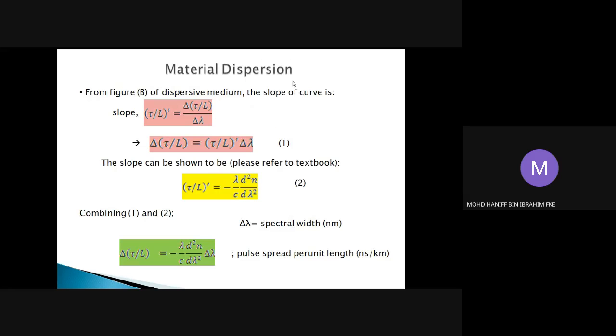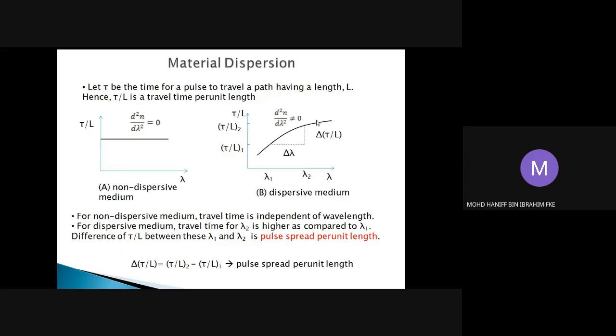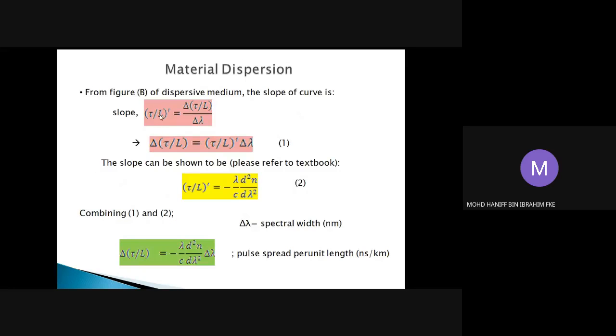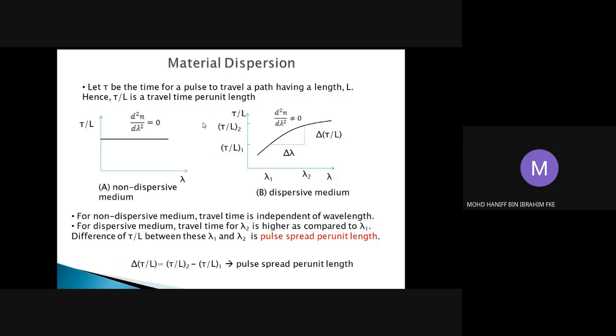Okay, and from this figure B, we can also write delta tau over L as the slope of this line. The slope of this line is written as tau over L prime. So it is equal to delta tau divided by L, divided by delta lambda, because we can assume that this is a straight line here. So the slope of this line will be delta tau divided by L divided by delta lambda.